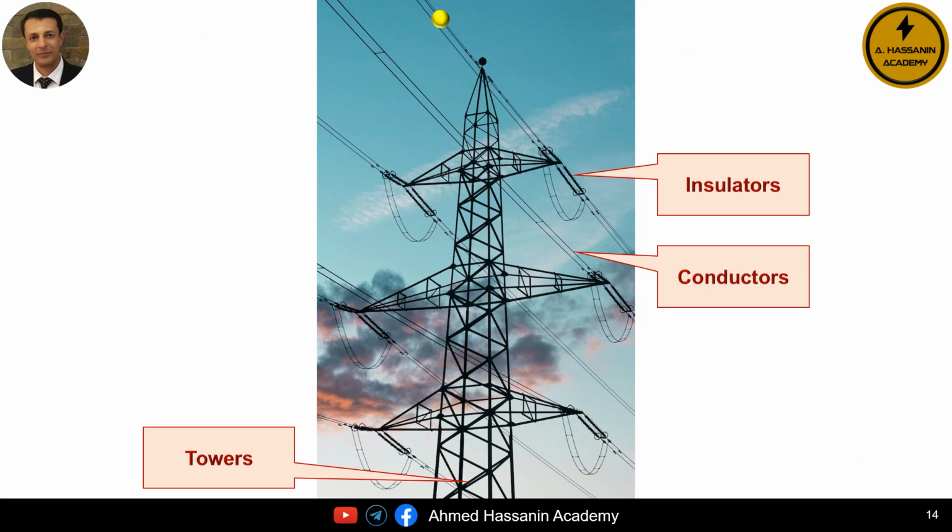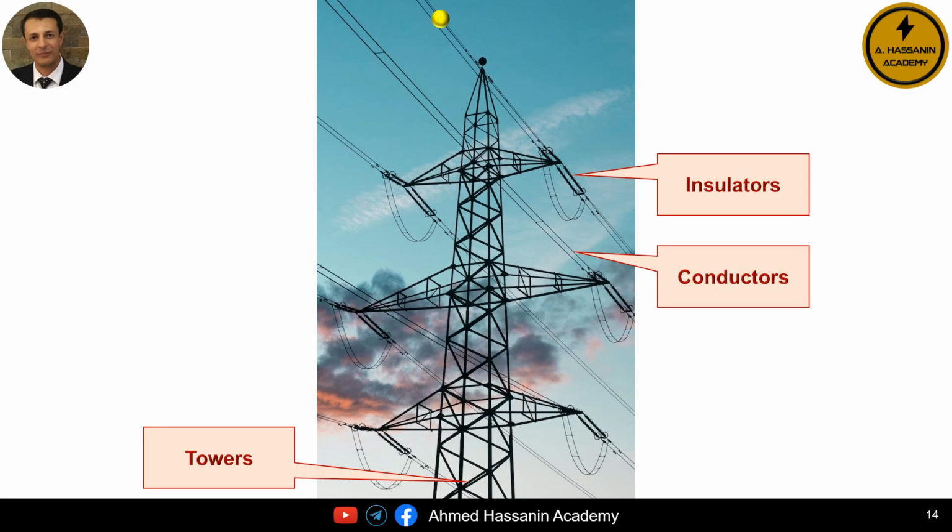We must also understand that the conductor or wire is the primary component of the overhead transmission line. The other components of the line are considered supporting elements, whose functions are to carry, tension, or mechanically support the conductor, and to insulate it from the ground. So now we know that the main components are the towers, conductors, and insulators.